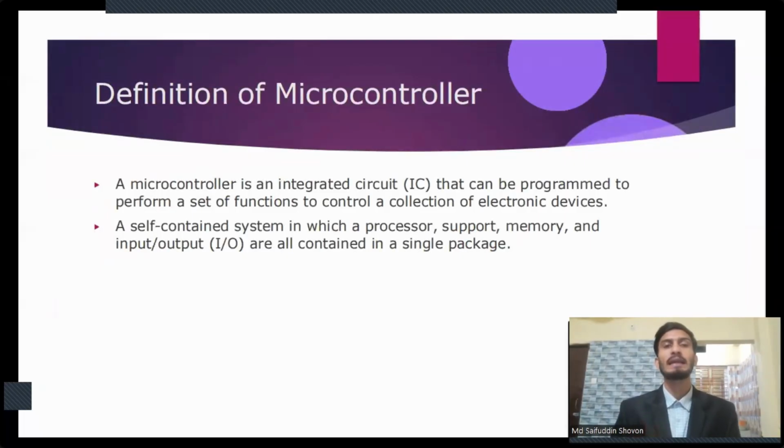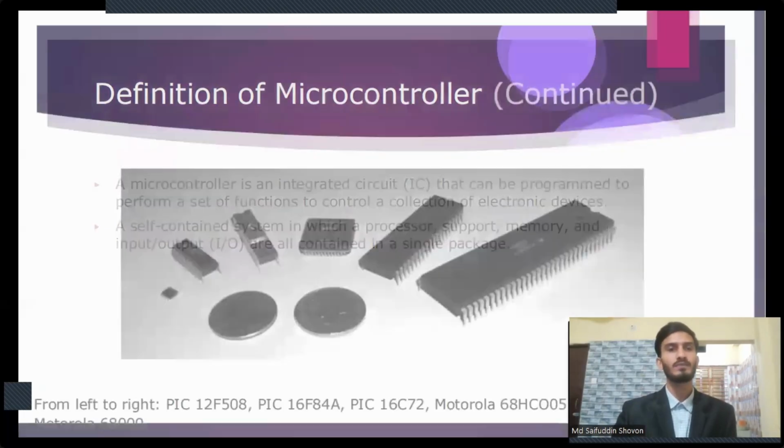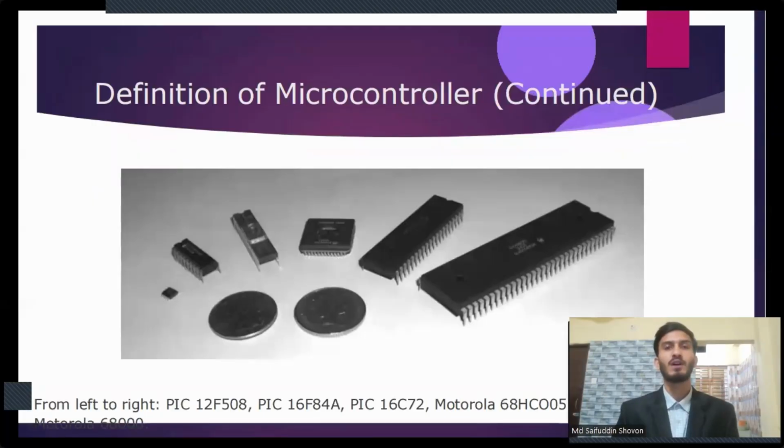A microcontroller is an integrated circuit that can be programmed to perform a set of functions to control a collection of electronic devices. A self-contained system in which a processor, support, memory, and input-output are all contained in a single package. Here are some pictures of microcontroller.